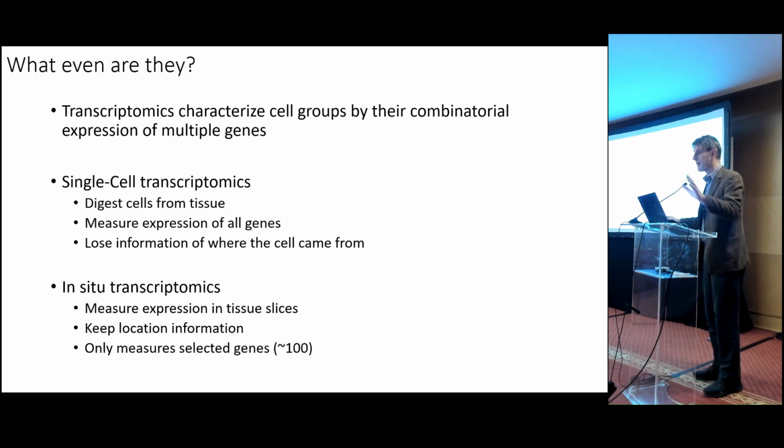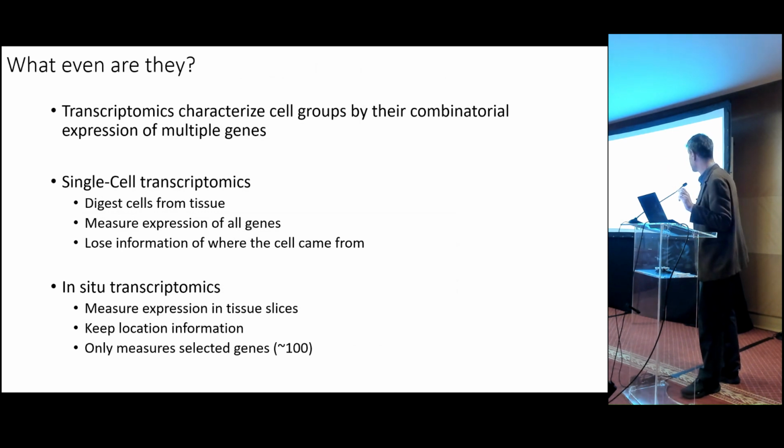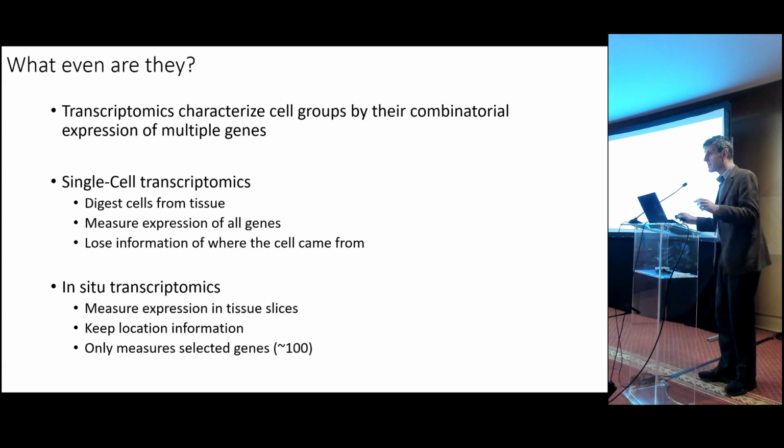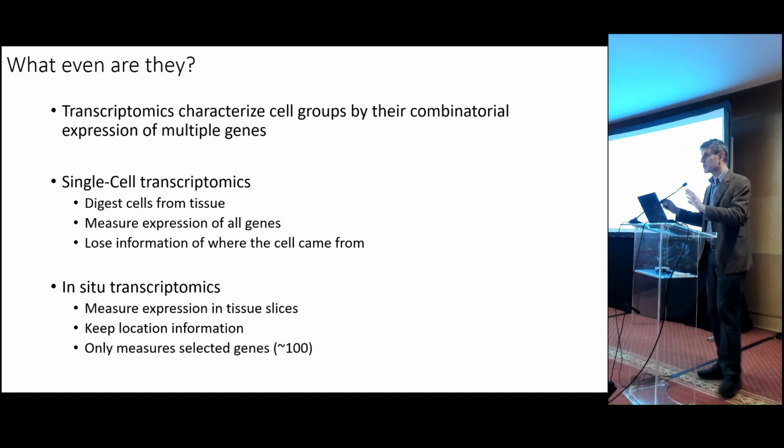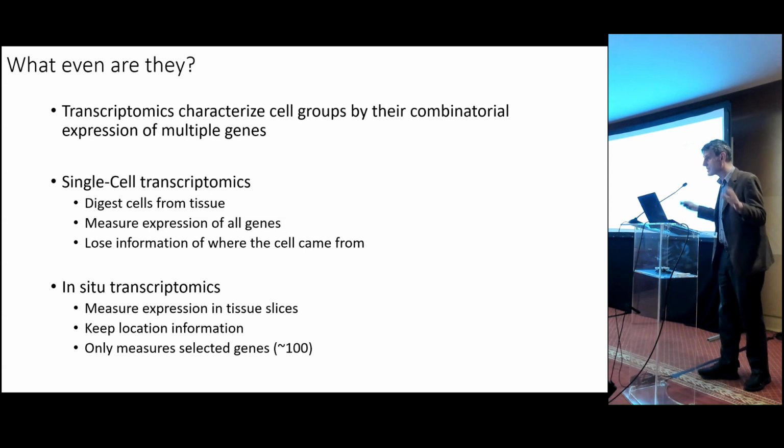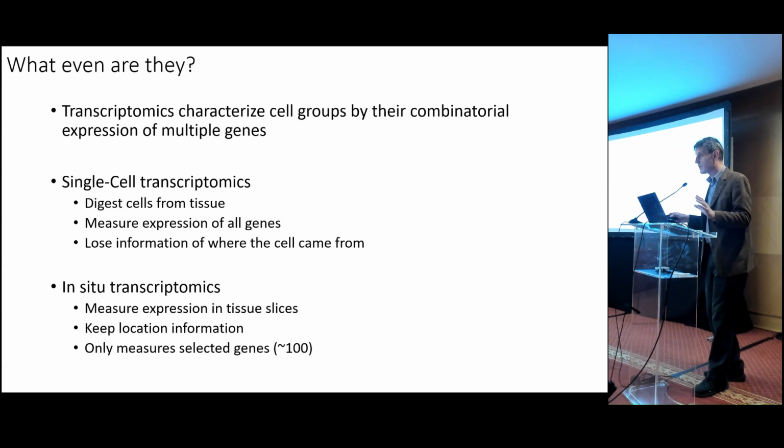And I think everyone, I hope, knows a bit about transcriptomics by now. We saw a few talks related to it in the main session, but to go into a bit more detail, transcriptomics characterizes cell groups by their combinatorial expression of multiple genes. So no one gene is enough to identify a cell type, but the whole ensemble of genes in the genome, which ones are expressed in a given cell, is really the best way we've got now to classify different cell types.